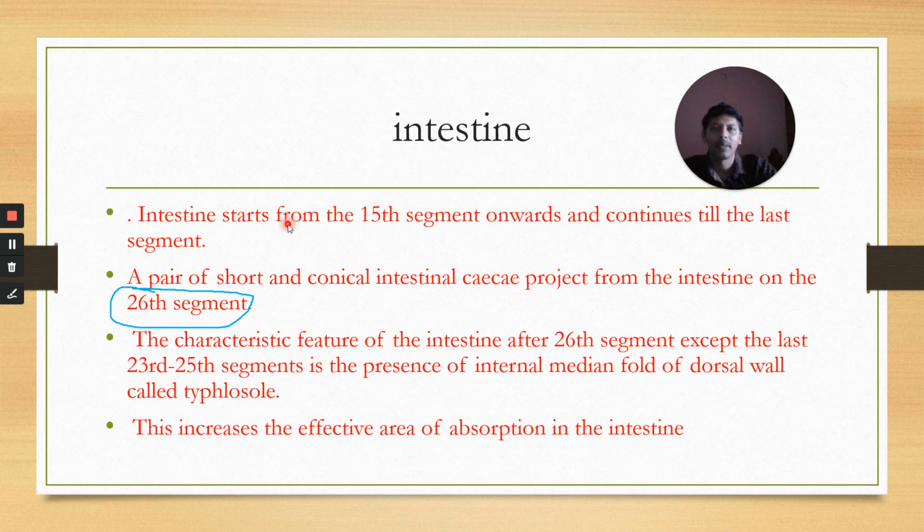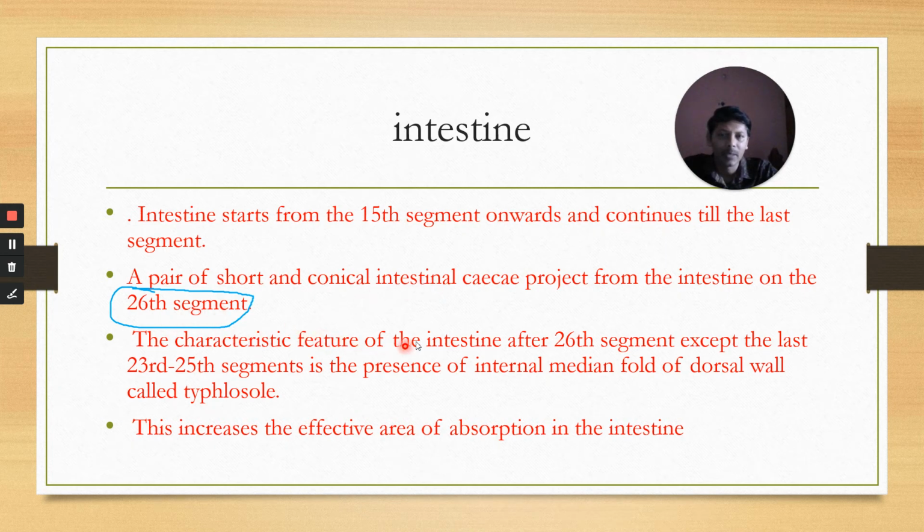Next one is intestine. Intestine starts from the 15th segment onwards and continues till the last segment. A pair of short conical intestinal caeca project from the intestine on the 26th segment. What is the shape here? Conical shape. Where are they arising from? They are arising from the 26th segment.